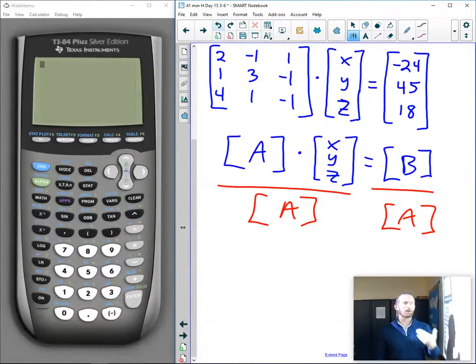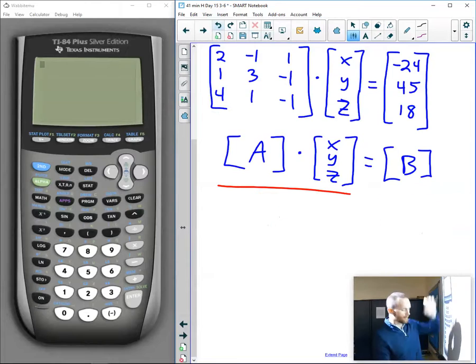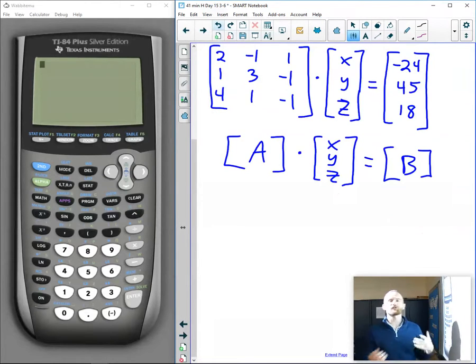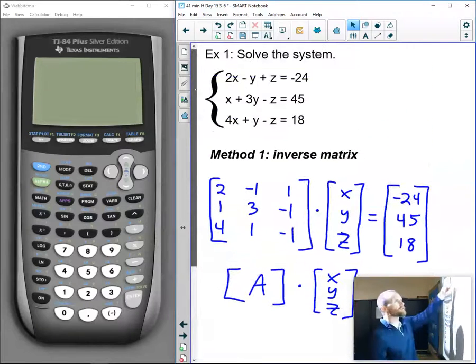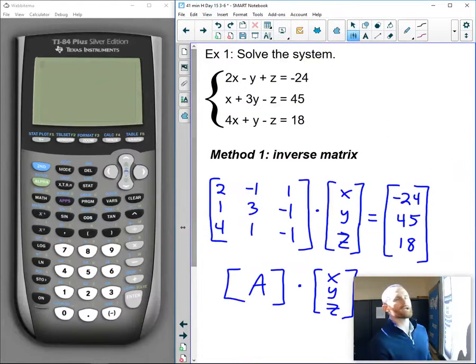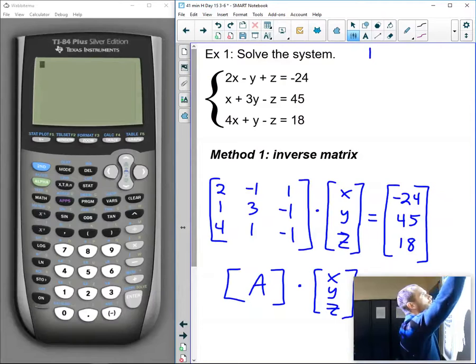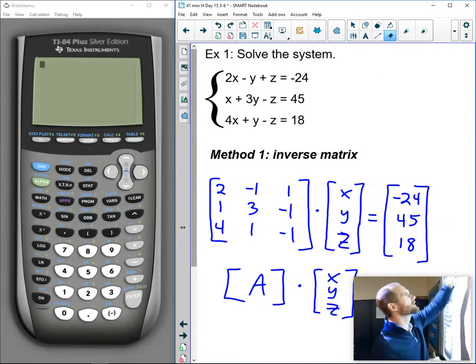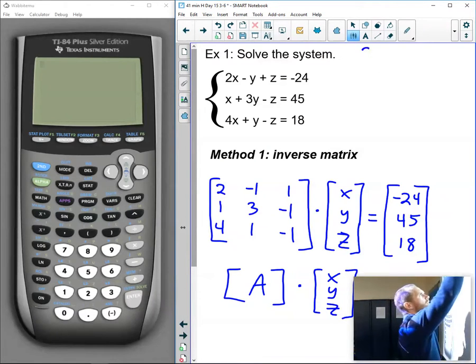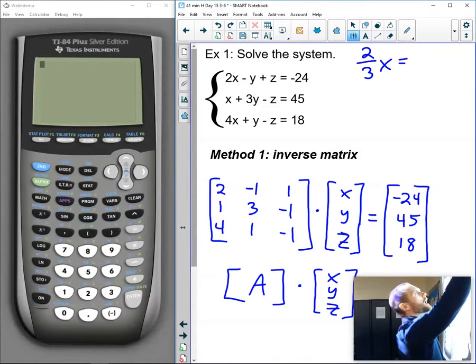It seems like that will work, but unfortunately, there's no operation for division when we're dealing with matrices. So what we need to do is think of another way around this. So I'm going to give you a sample equation. Let's make it 2/3. Let's say we had 2/3 x equals, it doesn't matter, 5/6, whatever.